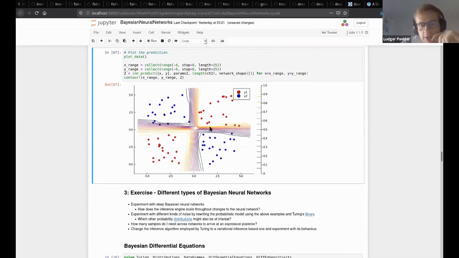Which looks quite good, to be honest. You really can see that the red points are well captured inside of the domain. The splitting between domains is done quite well. So that looks really good.